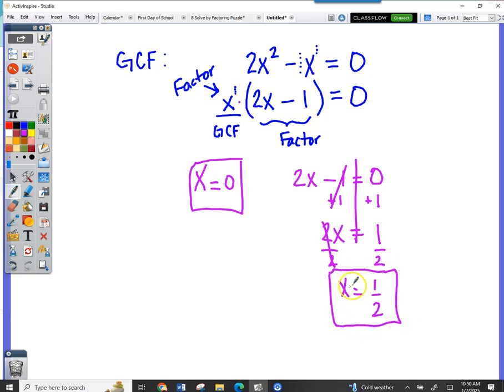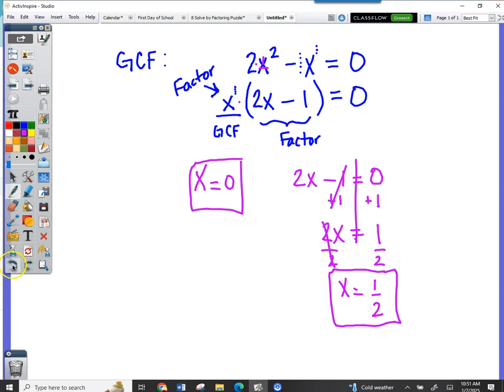So watch this. If I went back to this original and I plugged in 0, so 2 times 0 squared minus 0, what would I get? 0, because it's a solution. What if I plugged in 1/2? 2 times 1/2 squared minus 1/2, what would I get? 0, because it's a solution. So this is what we're doing.